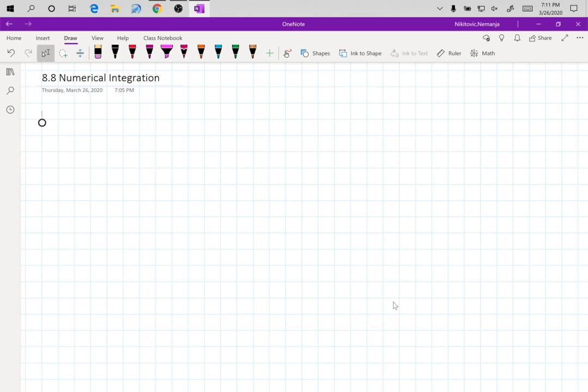We are going to continue with 8.8 with numerical integration. So this is the second to last section in chapter 8. We have one more very important section after this, and then two more sections in chapter 9 and we're done for the second test.